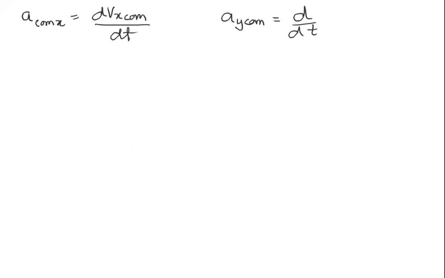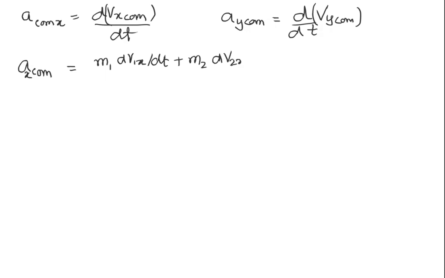So the x component of acceleration of the center of mass should be equal to the derivative of the x component of velocity of center of mass, and the y component should be equal to the derivative of the y component of velocity of center of mass. So the x component of acceleration of center of mass will be m1 dv1x by dt plus m2 dv2x by dt, divided by m1 plus m2.